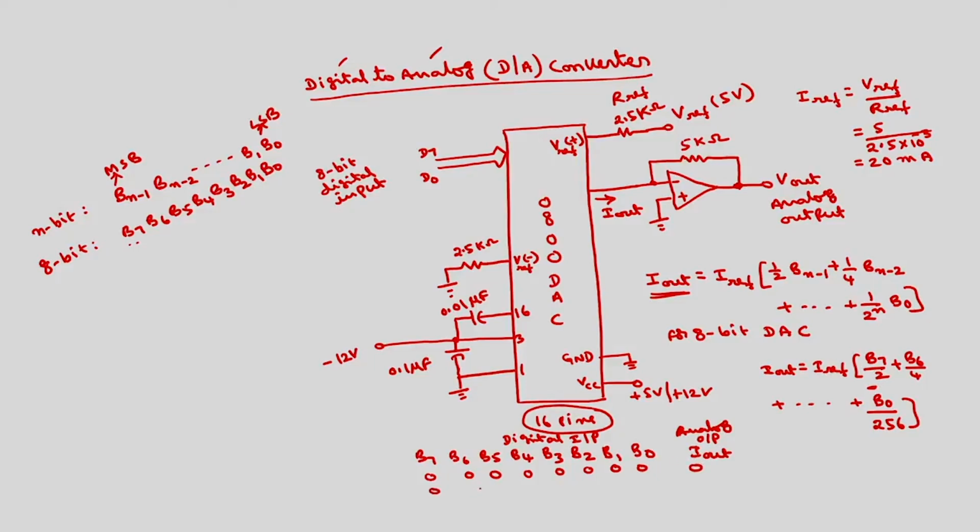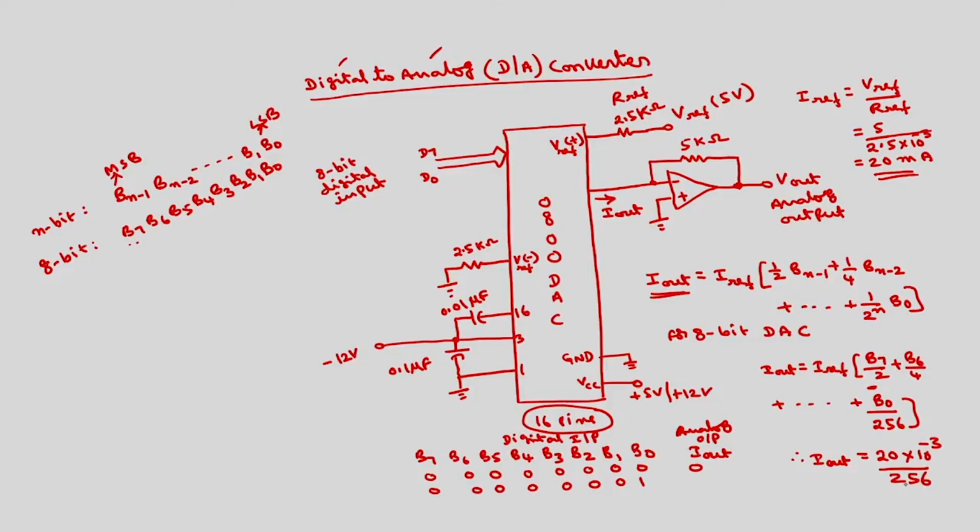If this is 0 0 0 0 0 0 0 1, what will be the value? So B7 is 0, all zeros except for B0. I reference is 20 milliamps. Therefore I out is equal to 20 milliamps, 20 into 10 to the power of minus 3 divided by 256.